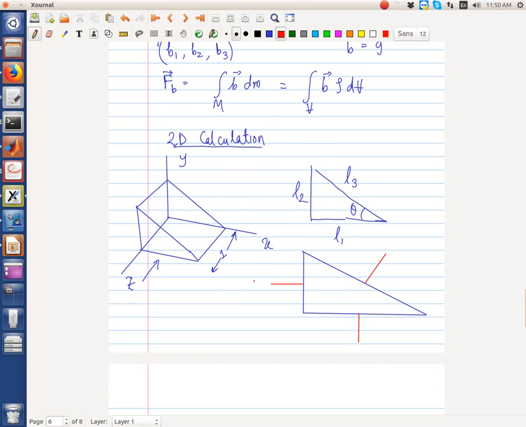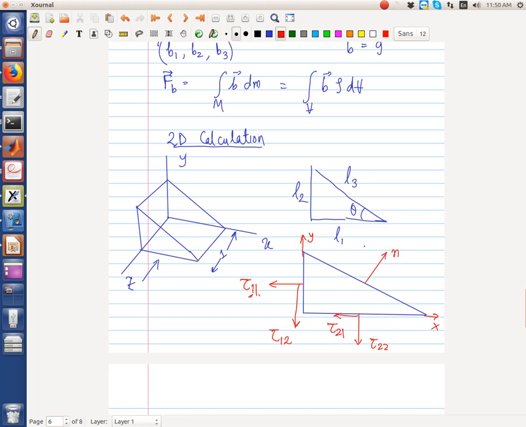Let's rationalize this. This will be tau 11 because it's the stress acting on an element oriented in the x direction, because this direction is x and this direction is y. So this is tau 11. The first index represents the direction of the normal vector and the second represents the direction of the force. Similarly, this will be tau 12, this will be tau 22, this will be tau 21.